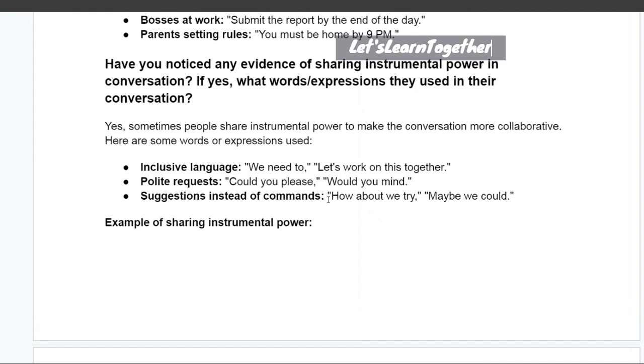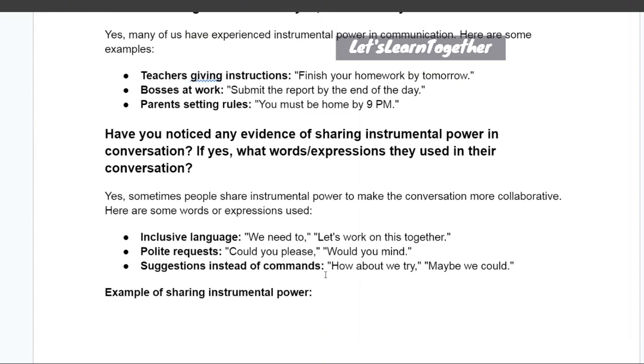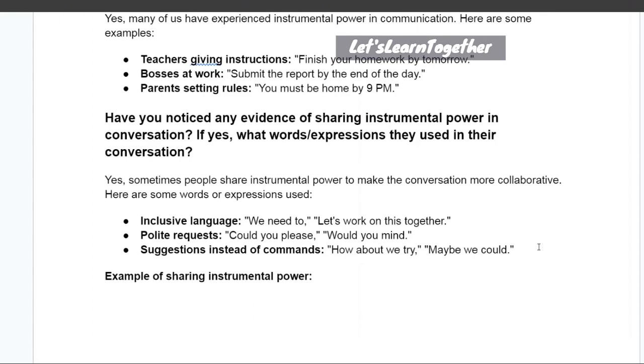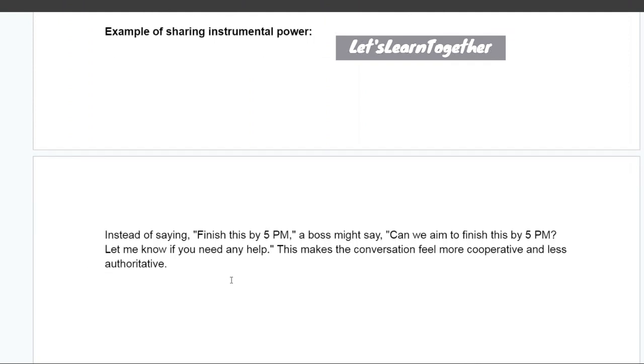Okay, then suggestions instead of commands. How about we try, or maybe we could? These sorts of phrases to demonstrate instrumental power encourage people more to do a task properly with a good mood. Then this is an example of sharing instrumental power. Instead of saying finish this by 5 p.m., a boss might say, can we aim to finish this by 5 p.m.? Let me know if you need any help. This makes the conversation feel more cooperative and less authoritative.